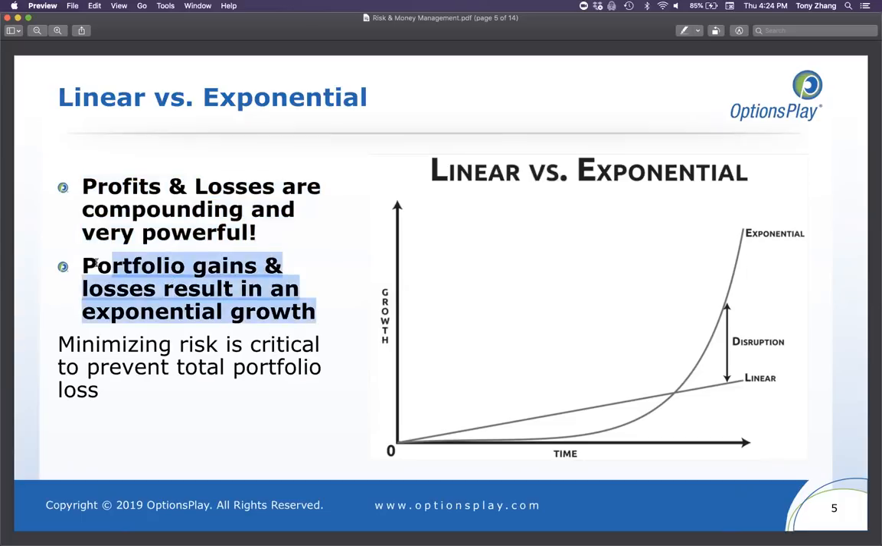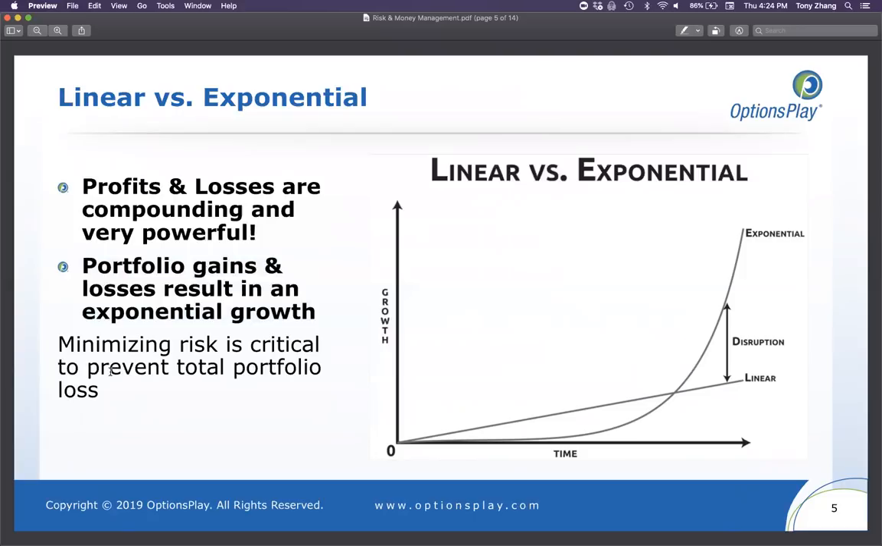So keep in mind that both portfolio gains and losses result in exponential growth. The only difference, again, is that with gains, there's no upside limit as to how much you can gain. However, there's absolutely a downside risk. There's a downside cap as to how much money you can lose. So the goal of everything that we're going to discuss here today is about minimizing risk, because that's critical to prevent total portfolio loss. And that's what we're all here to prevent, that total portfolio loss. That means that you no longer have enough dry powder to continue trading.